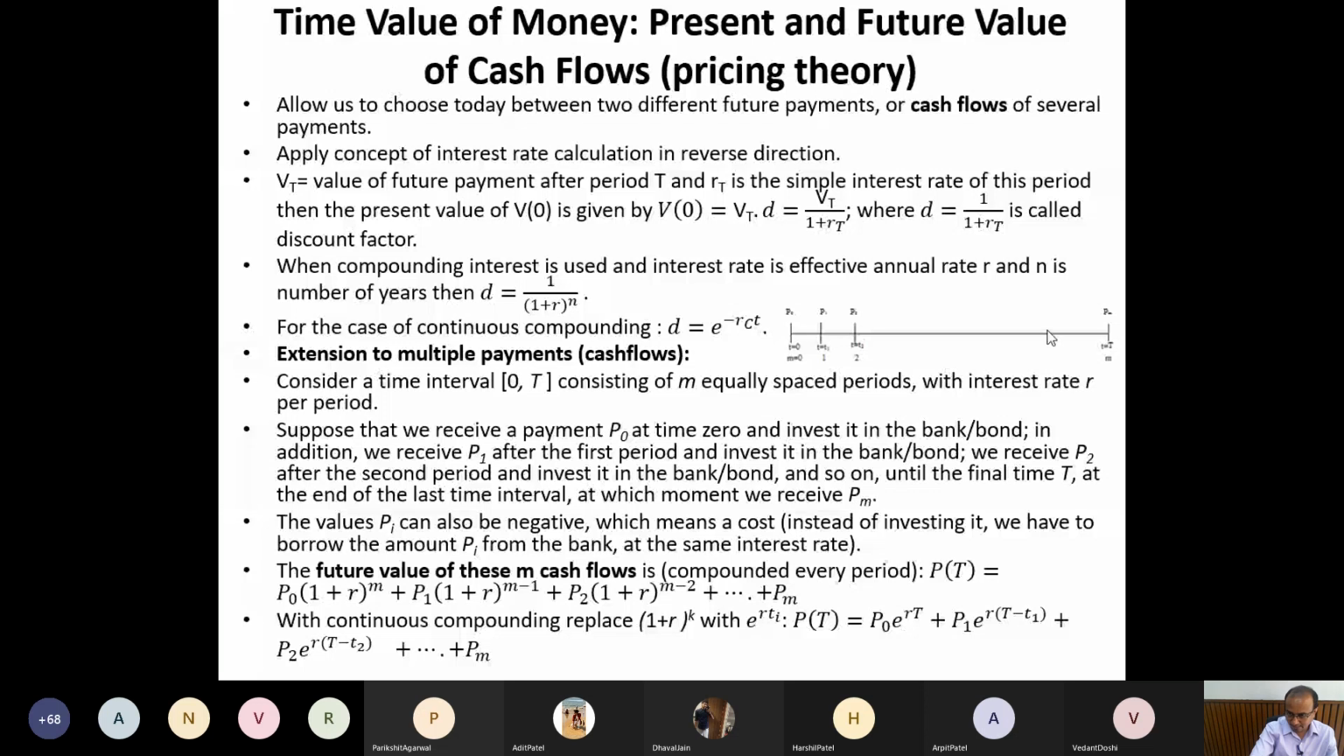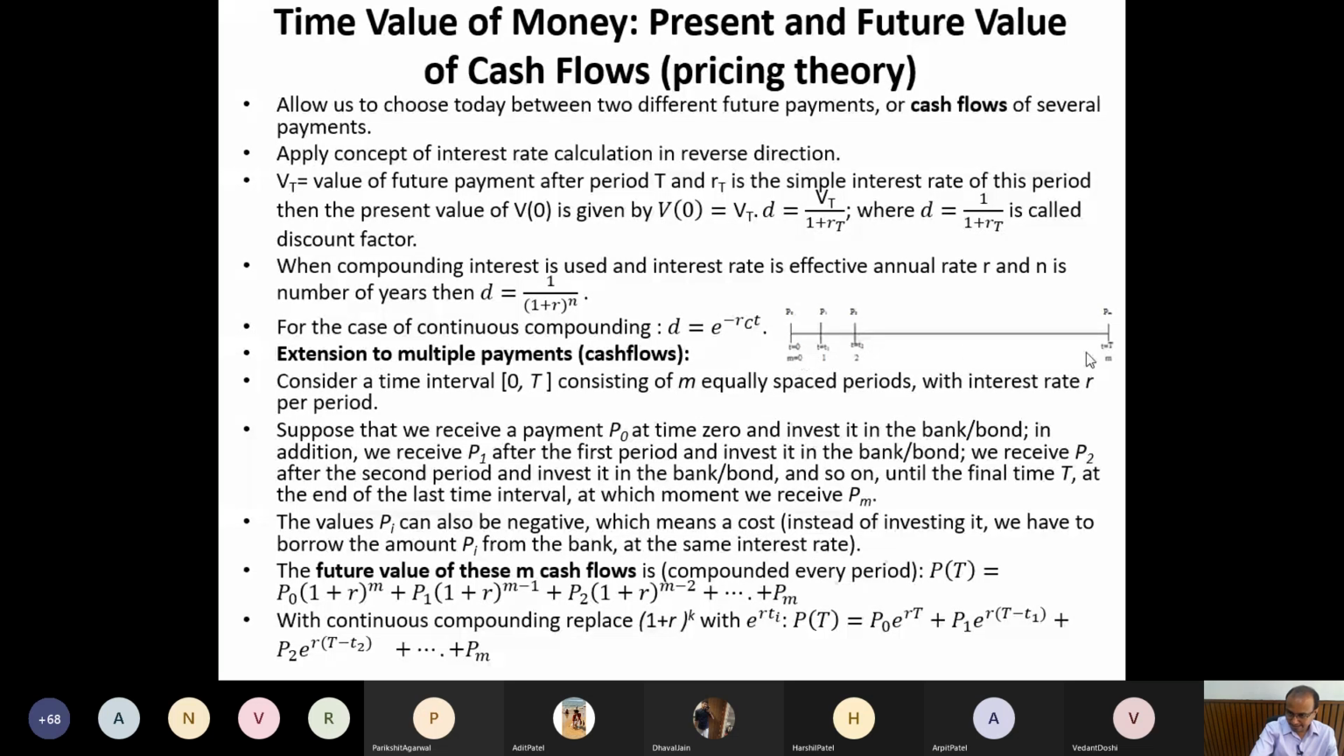All periods are of equal duration, maybe 1 month, 2 months, 6 months, 3 months, whatever be the period, right? But it is m equally spaced periods. The entire time interval is 0 to capital T. This capital T may be in number of years, number of months, number of weeks, any unit may be there. Let me say it is the time period, and in that time period I have some equally spaced intervals, samples.